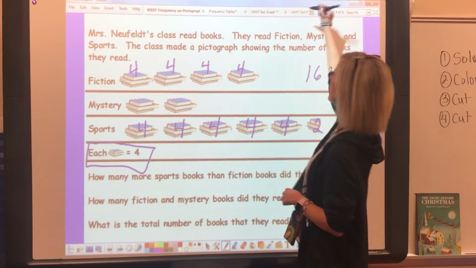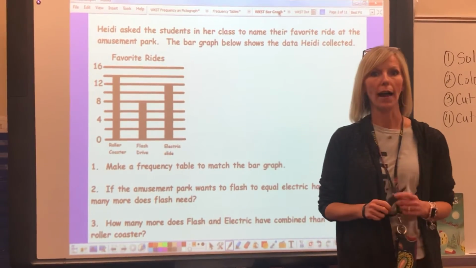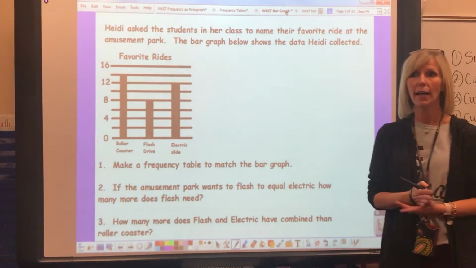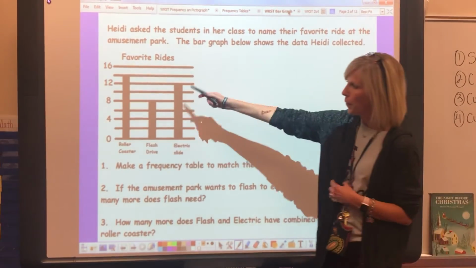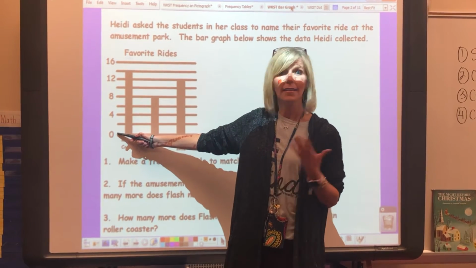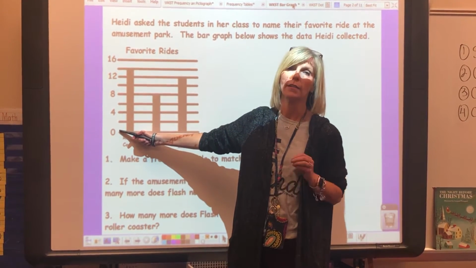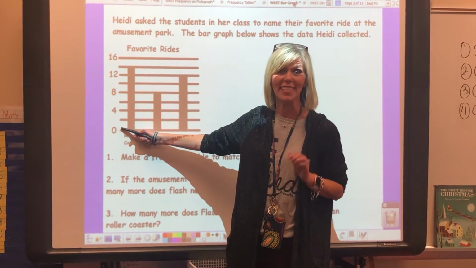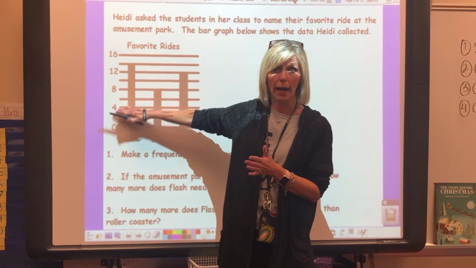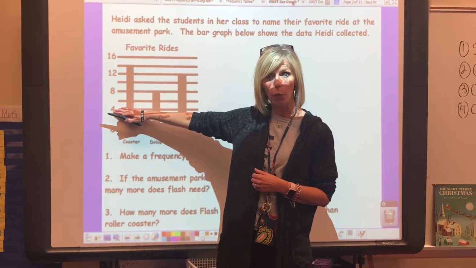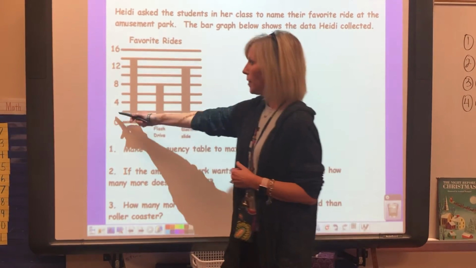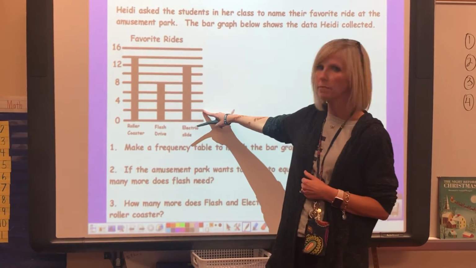The next one we're going to talk about is a bar graph. Like the pictograph, this tells you the amount that things happen. So on the side over here, we have a scale. This does not always count by ones. It is very important that boys and girls know how to skip count. That first number tells you what they're counting by, from 0 to 4. So we're counting by 4s. 4, 8, 12, 16.